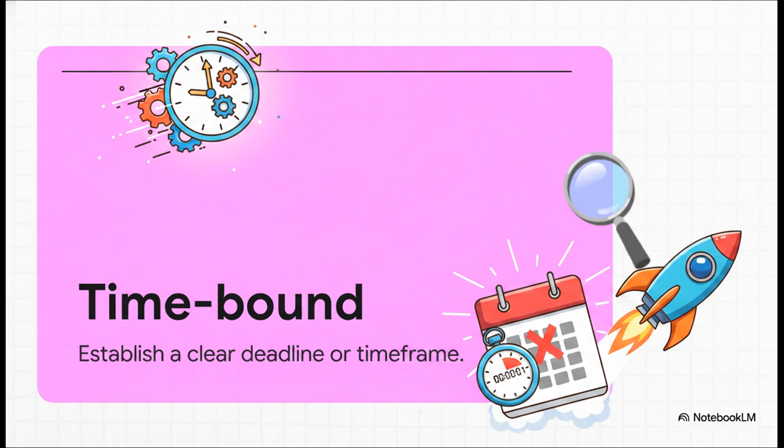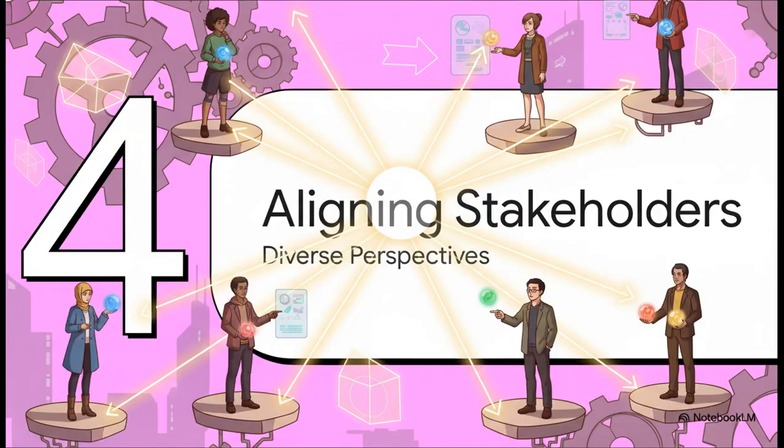You need to establish a clear deadline or time frame for when this problem must be resolved. Putting a strict deadline on it, that is what transforms a vague, lingering complaint into a launchpad for immediate, focused action. Section 4. Aligning stakeholder perspectives.